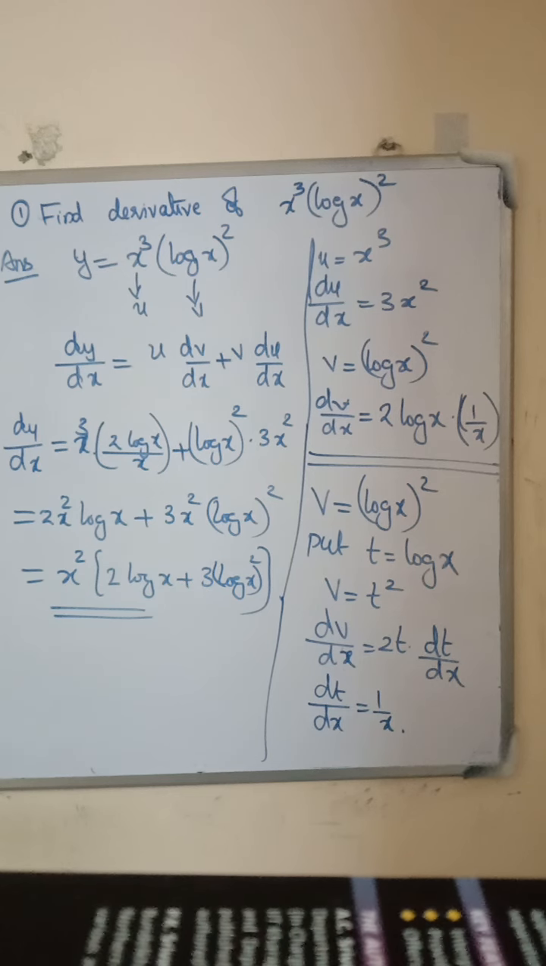So v is equal to (log x) whole square, where we put t is equal to log x. Then v is equal to t square. We know the derivative of t square. So derivative with respect to x, dv by dt is 2 into t, but dv by dx is 2 into t into dt by dx.